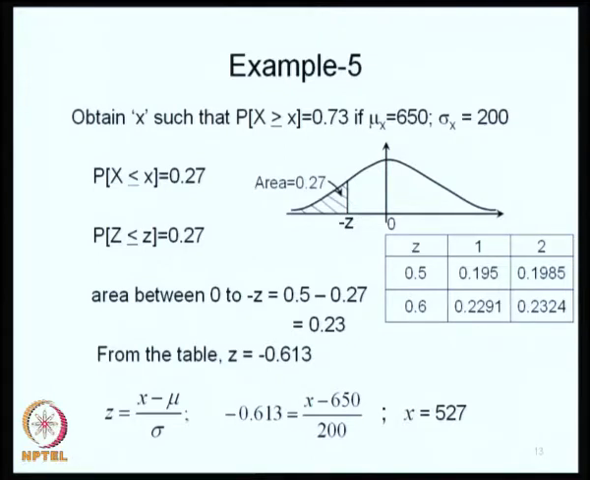We will do another example where we are specifying mu x. This is similar to the earlier example, except that we are looking for the probability of x being greater than or equal to x, and we are looking at what is that particular value of small x for which the probability of x being greater than or equal to x is 0.73.